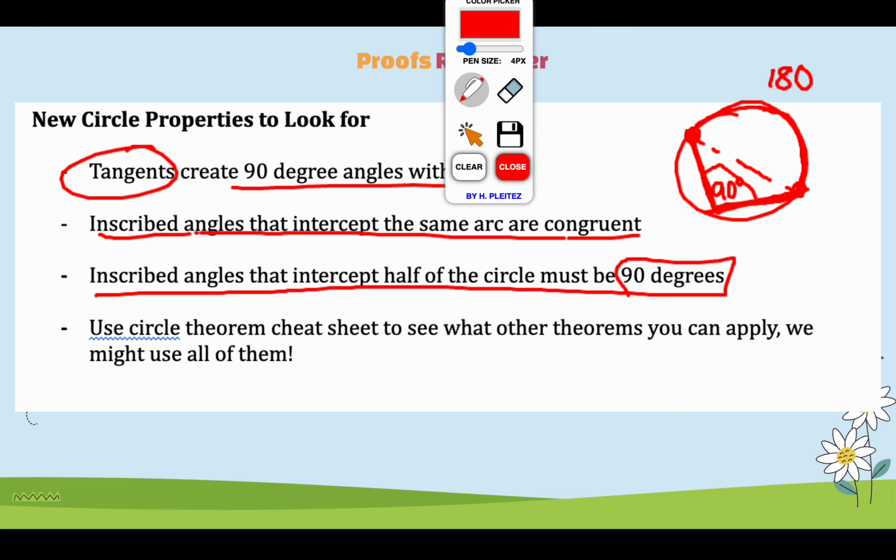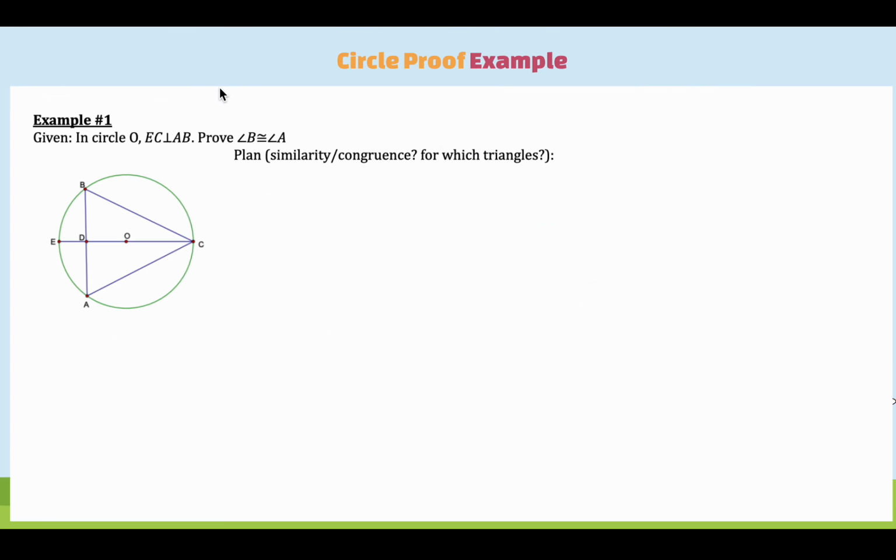And the other thing we should be using is the circle theorem cheat sheet. So every theorem that's popped up this unit is plausible to use. So you want to make sure that if you don't know them all, we've got to start studying them. But we can use this document to help us for that. So let's get into our first example.